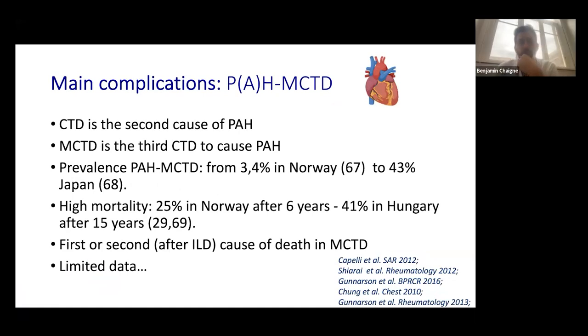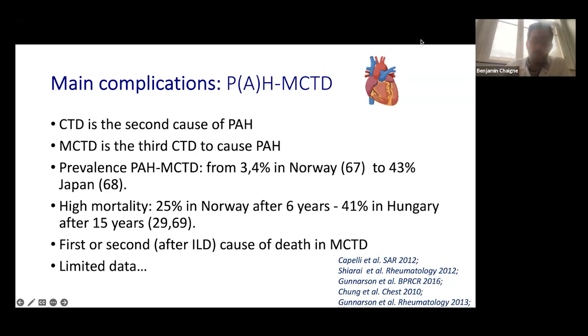The second major complication for MCTD patients is pulmonary arterial hypertension, PAH. As probably most of you know, connective tissue disease is the second cause of PAH, and among CTD, MCTD is known to be the third one to cause PAH. The prevalence of PAH associated with MCTD goes from 3.4% in Europe to 43% in Japan. It's associated in MCTD with a high mortality, 25% in Norway after 6 years, 41% in Hungary after 15 years. It's basically, with ILD, the two major complications and probably the main causes of death in the disease.